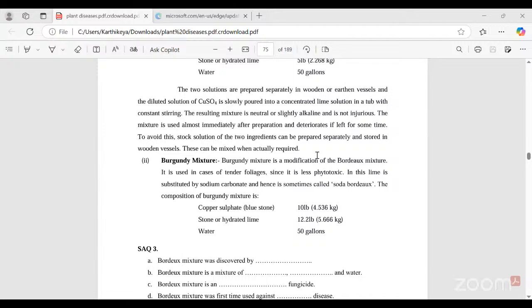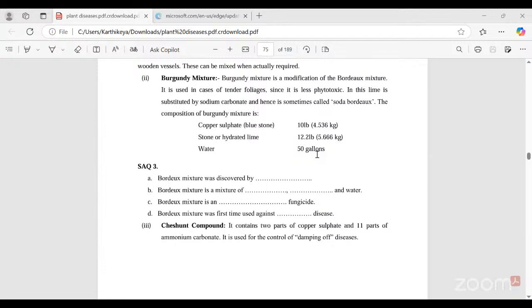The mixture is used almost immediately after preparation, as deterioration sets in with time. To avoid this, stock solutions of the two ingredients can be prepared separately and stored in wooden vessels. These can be mixed when actually required.